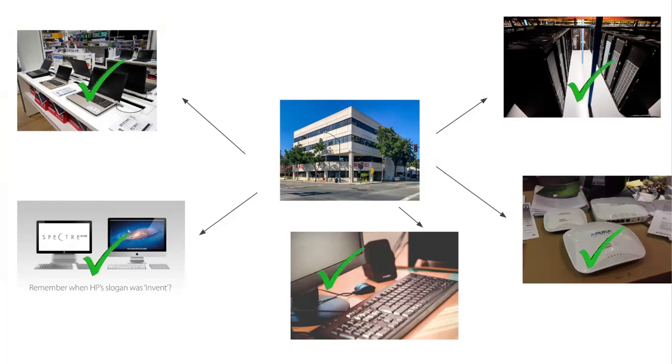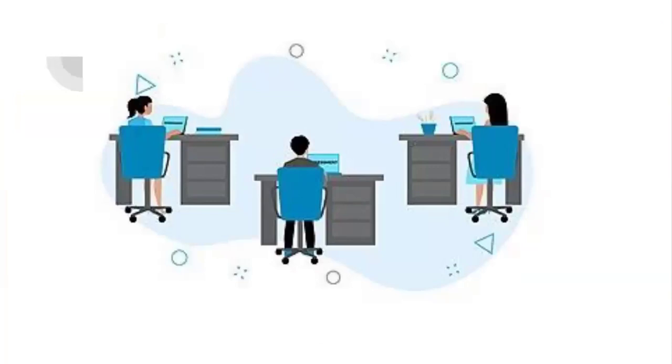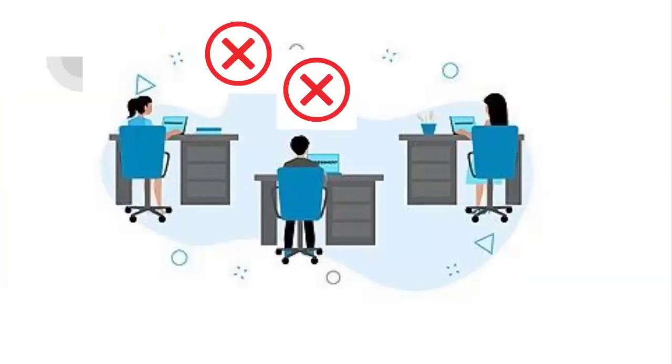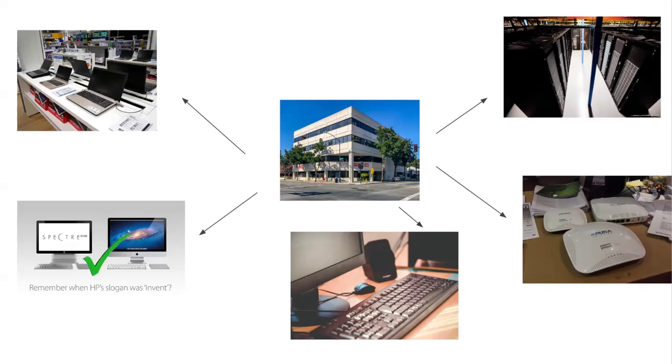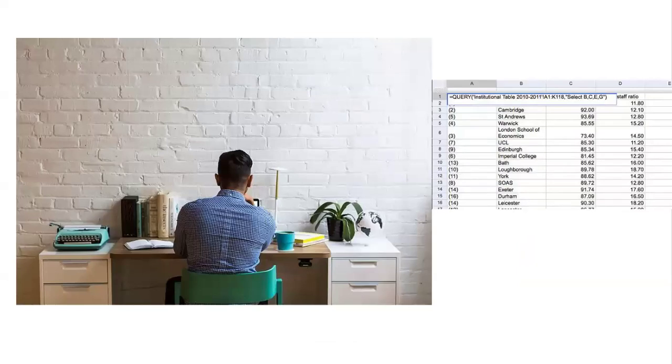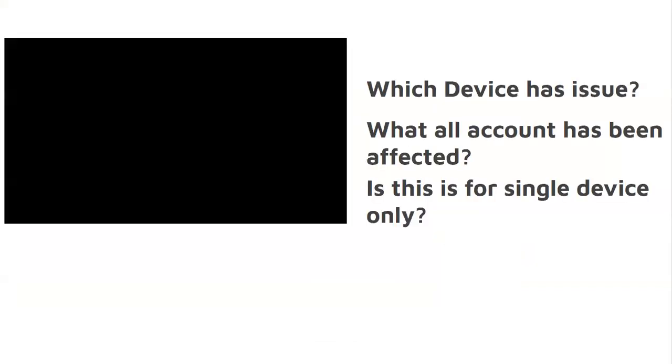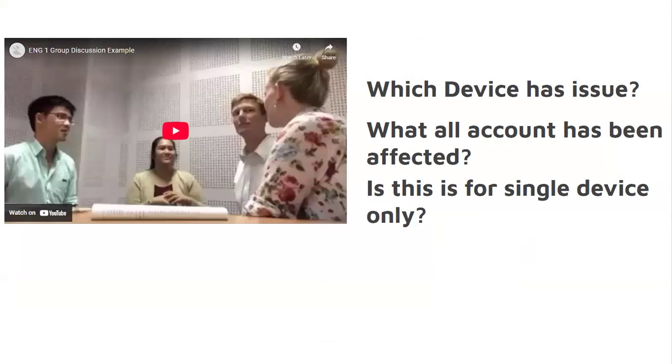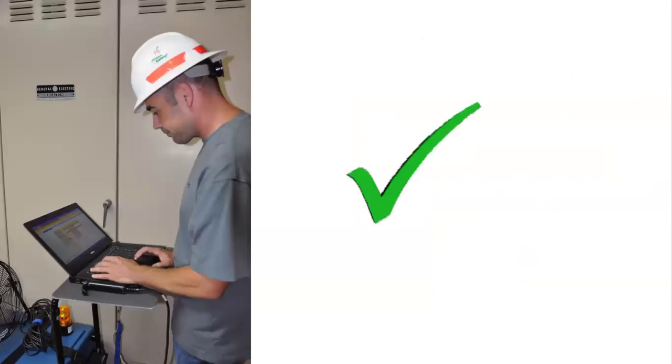Now what happens? Suddenly, employees started facing issues. Their laptop is not working. They check manually and find the laptops have some issue. They approach the technician. The technician comes and says this is the issue, and it will take some time. In the meantime, the senior management has a discussion going on: which device has the issue, what all accounts have been affected, is this for a single device only or what. That is because until now they hadn't implemented any kind of automation.